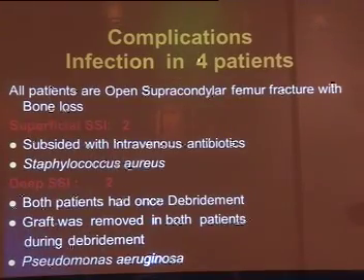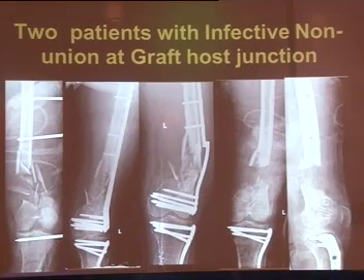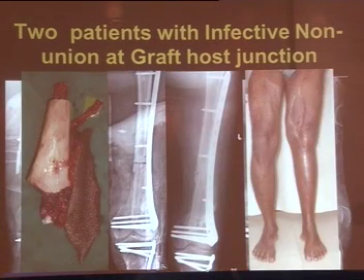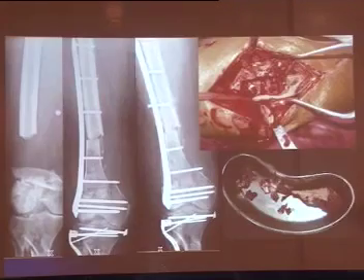We had infection in 4 patients. 2 patients had superficial surgical site infections which subsided with intravenous antibiotics, and 2 had deep surgical site infections. Both had debridement and graft removal during debridement. The first patient, who had an open supracondylar femur fracture treated with fibula graft along with iliac crest graft, went on to fail and got infected, and after debridement he ended up with a 10 cm bone defect which was reconstructed with the Capanna technique, and he had a good result at the end of 1.5 years.